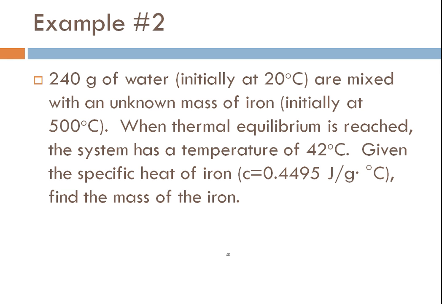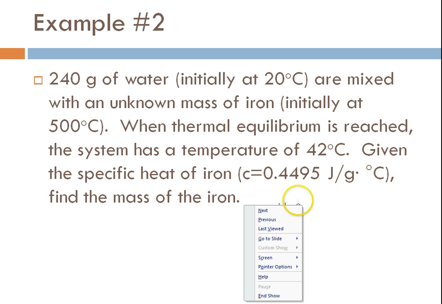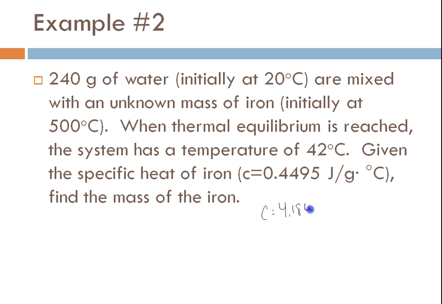Another example, same type of problem but solving for a different variable this time. 240 grams of water initially at 20 degrees Celsius are mixed with an unknown mass of iron initially at 500 degrees Celsius. When thermal equilibrium is reached, the system has a temperature of 42 degrees. Given the specific heat of iron, 0.4495 joules per gram degree Celsius, find the mass of iron. And again, it's not written here, but the specific heat constant of the water is 4.184 joules per gram degree Celsius.